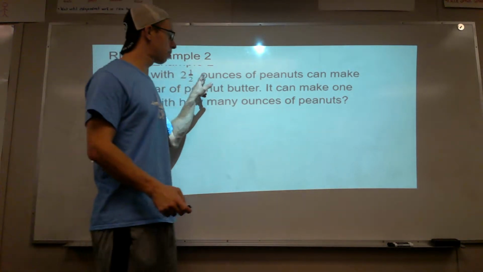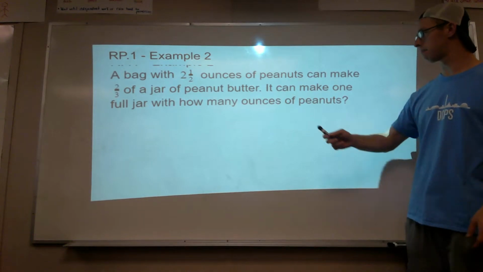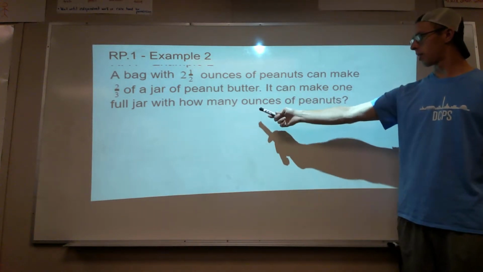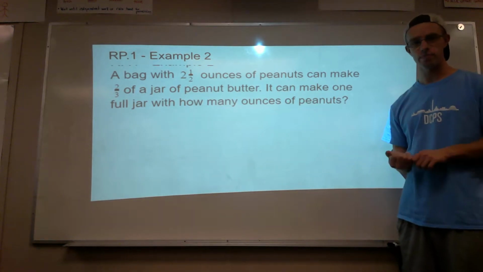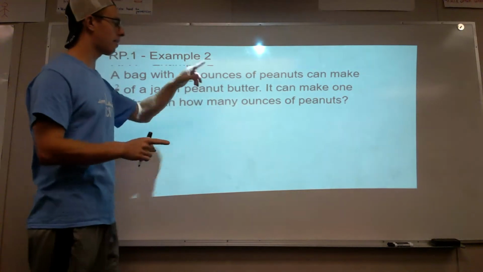A bag with 2.5 ounces of peanuts can make 2/3 a jar of peanut butter. It can make 1 full jar with how many ounces of peanuts? So let's dive in here. I have a bag with 2.5 ounces of peanuts.